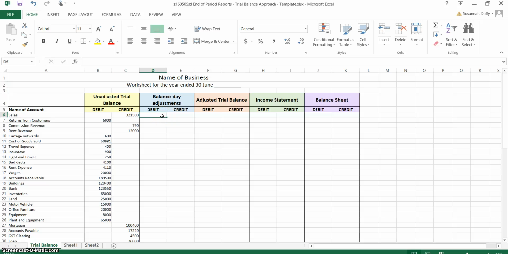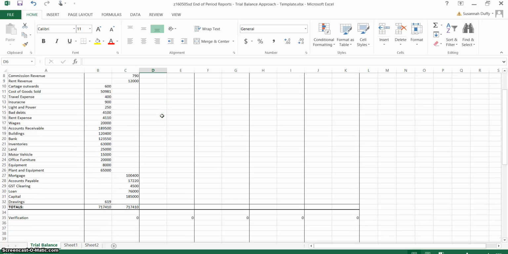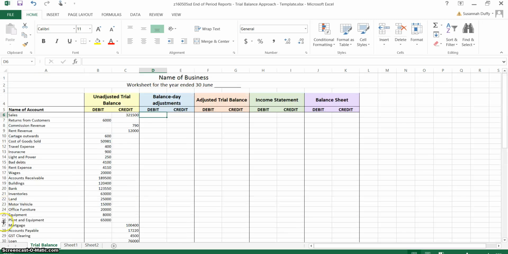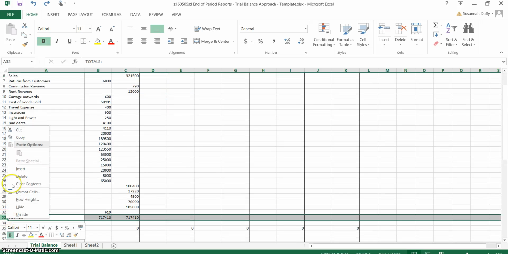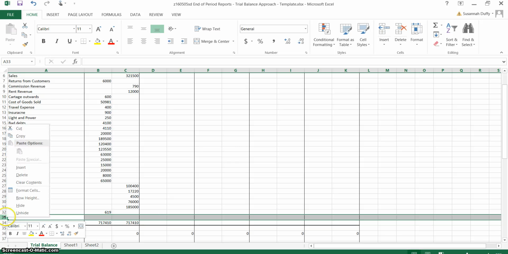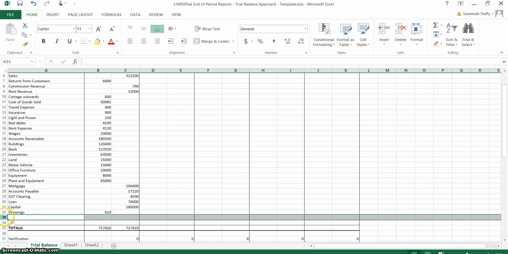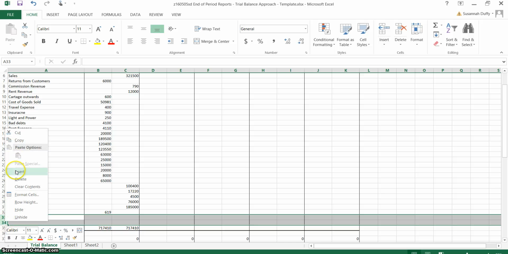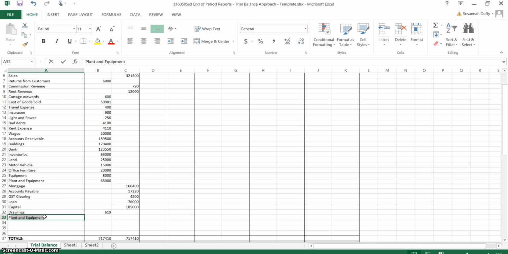If you look down the bottom, there's some dot points. The first one says, amount of $76 of cartage outwards is prepaid. So if you see prepaid, you can assume that that is most likely going to be a prepaid expense. Down the bottom here, I'm going to have to insert some new rows to make room for our balance day adjusting account. So first up, you'll put in your prepaid expenses.